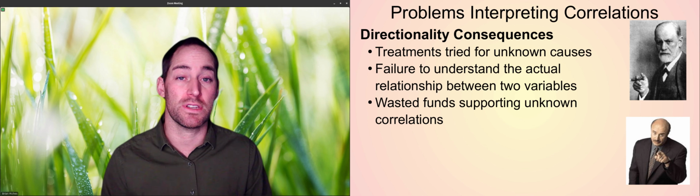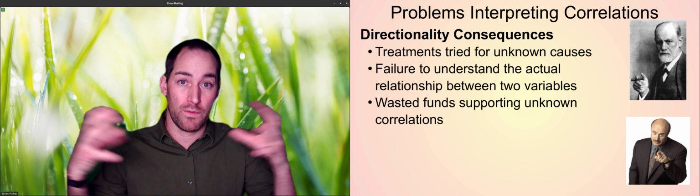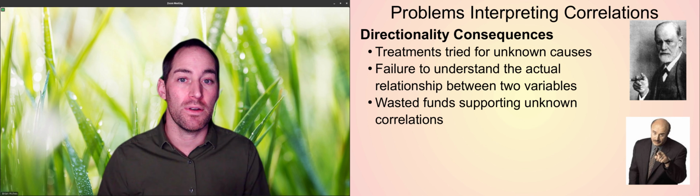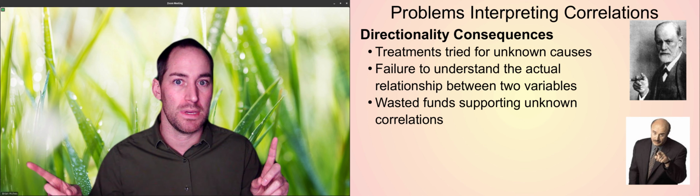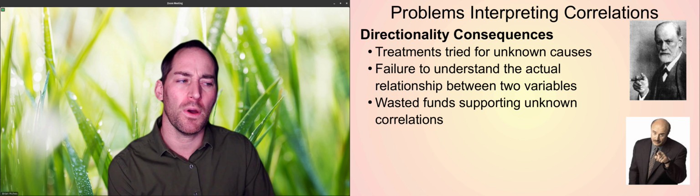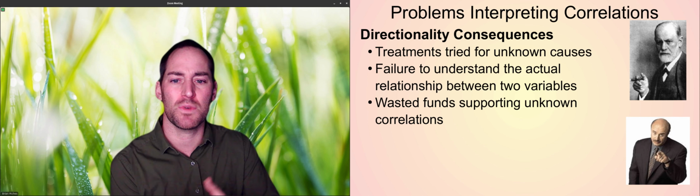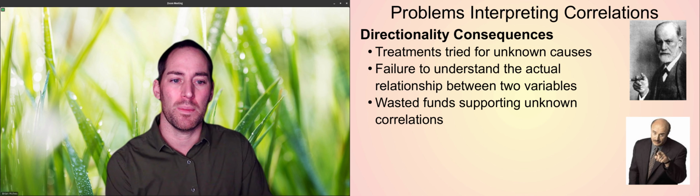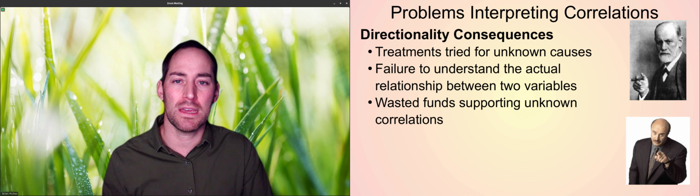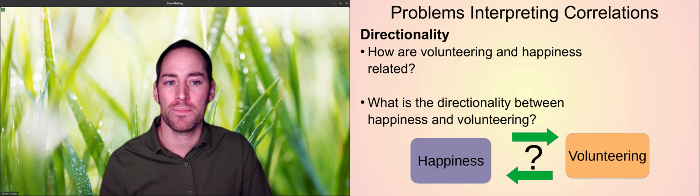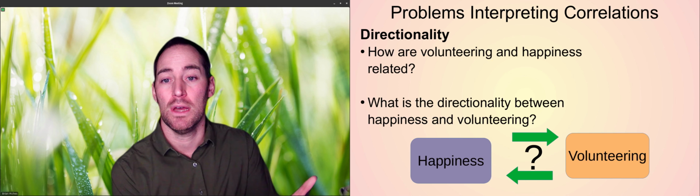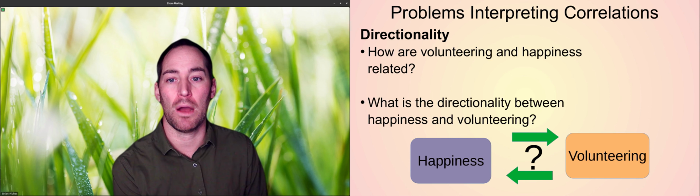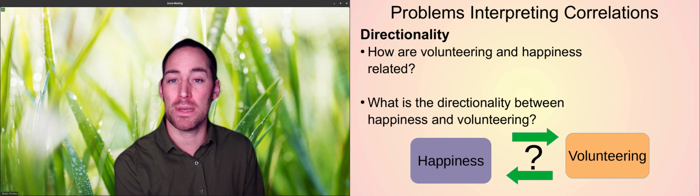So correlational studies are very important to understand how variables relate to one another, but they're not really great at saying this A is causing B or B is causing A. And if we're focusing on symptoms rather than causes, we might be wasting funds. We might be supporting other things happening that we're not measuring. So let's get a more obvious example and a happier example than some that we've been talking about. How are volunteering and happiness related?